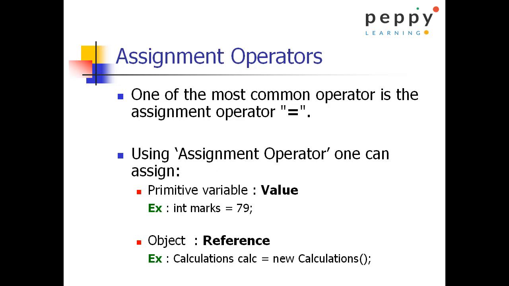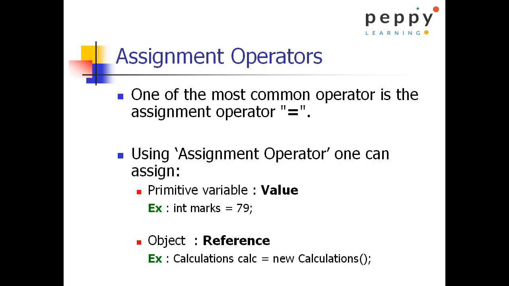Assignment operator. One of the most common operators is the assignment operator. As we have seen in earlier programs, when you are creating a variable or an object, you assign some values to it. So, it is the very common and basic operator. Using the assignment operator, one can assign a primitive variable a value. Example, integer marks equal to 79. 79 is a value which is assigned to the marks variable of integer type.